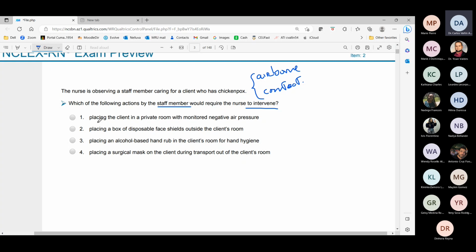So let's see: placing the client in a private room with monitored negative air pressure. This is part of airborne precautions, so it is correct. We can rule out this option.